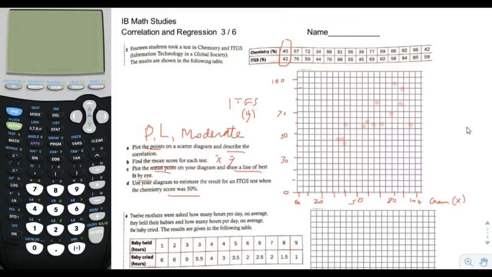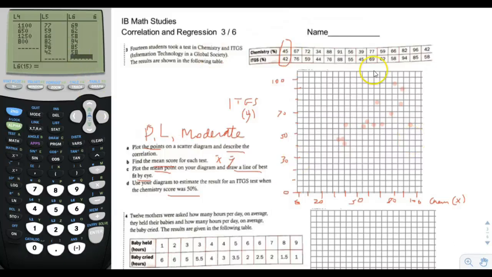And now we're going to plot the mean point. Remember that to plot the mean point, we need to figure out the mean of x and the mean of y. To do that, we need to put all these numbers into the calculator. I'm going to put these numbers into L5 and L6. First I'm going to put in 45, then 67, 72, and then the y's: 42, 76. You're not going to watch me do all of these. I'm just going to do the first few, and then you do yours on your own, and I'll do mine, and we'll meet back here in 2 seconds.